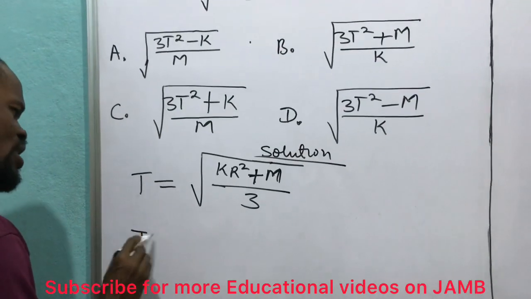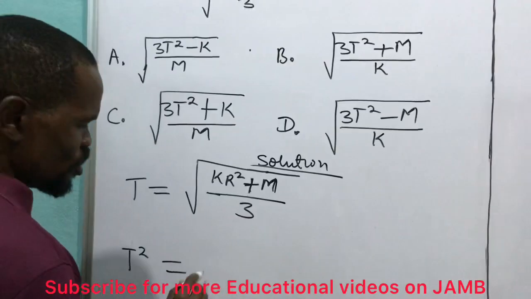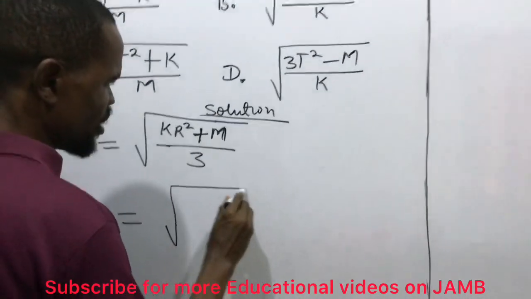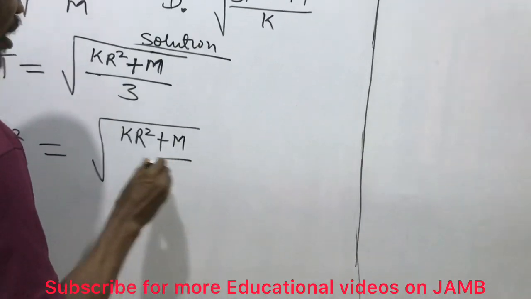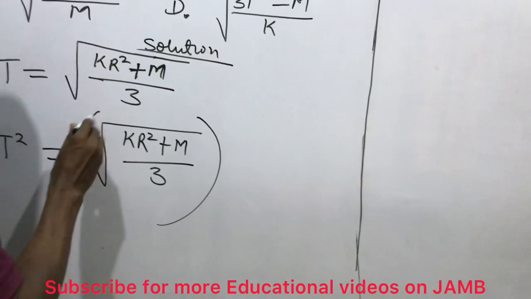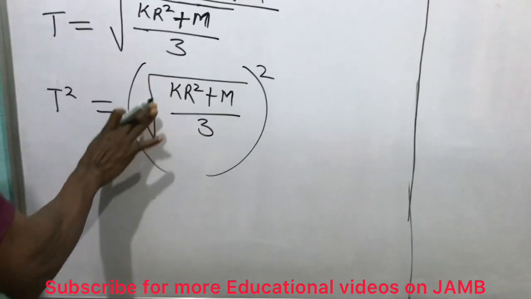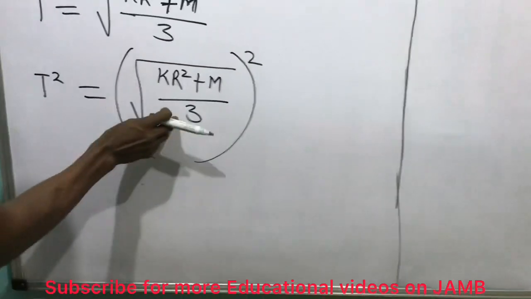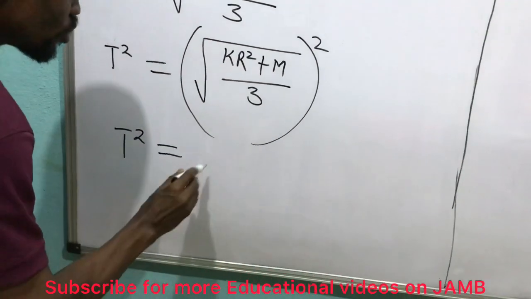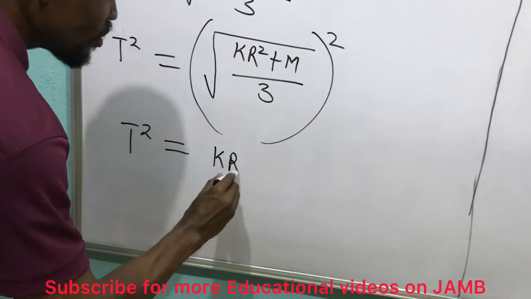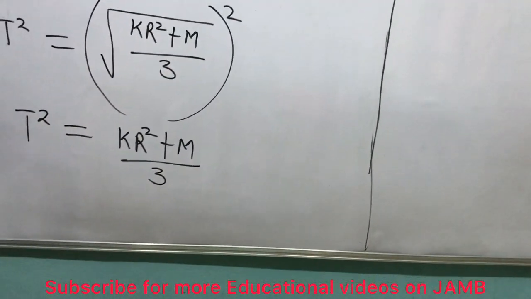Squaring both sides, I have T squared. Then is equal to the square root of K R squared plus capital M all over 3, all squared. And when I square it, it will leave me with what is inside the root. Immediately you square the root, it will leave you with what is inside the root. What is inside the root? I have T squared is equal to K R squared plus capital M all over what? 3. That's what it will leave me with.